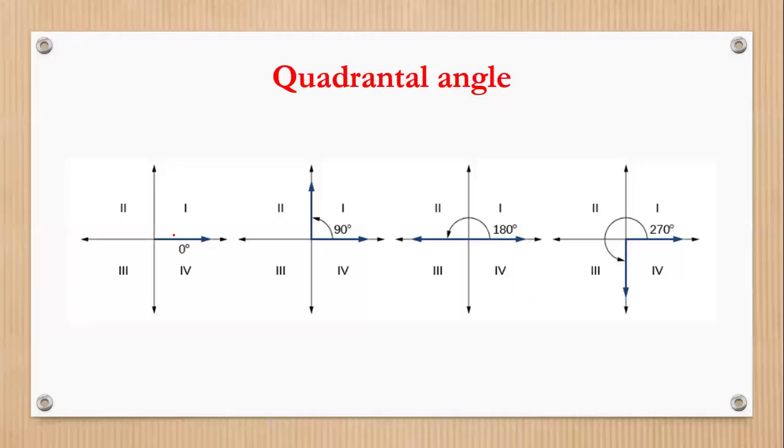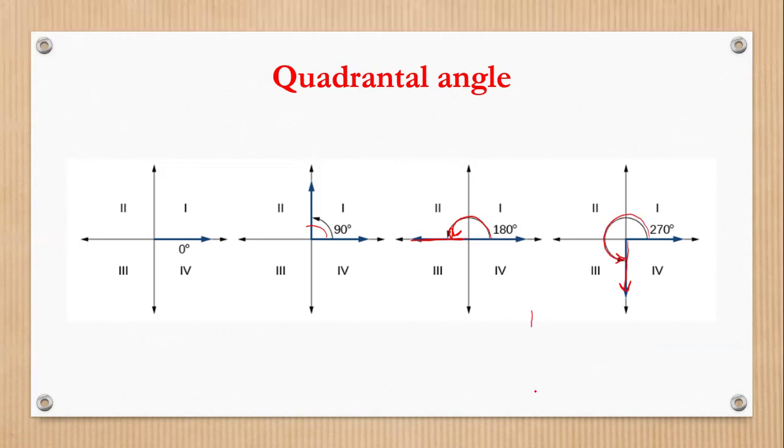If the terminal side is exactly on the positive side of the x-axis, exactly on top of the initial side, we have a 0-degree angle. But if the terminal side is on the positive side of the y-axis, we have a 90-degree angle. If the terminal side is along the negative side of the x-axis, we have a 180-degree angle. And if the terminal side is along the negative side of the y-axis, we have a 270-degree angle.